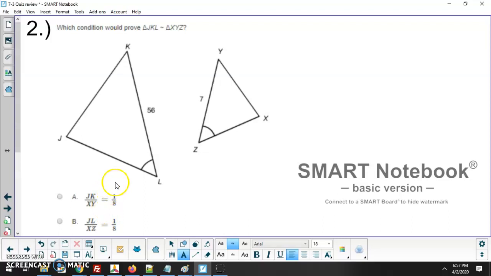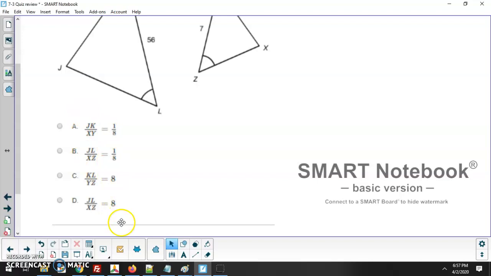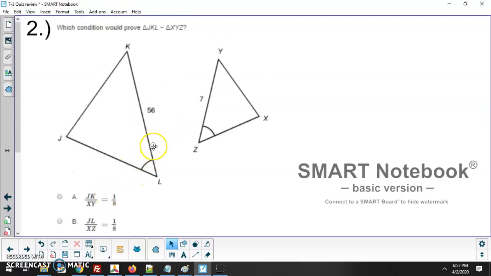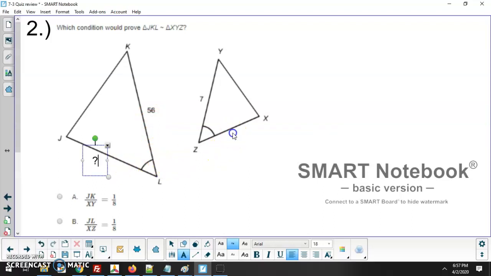On this one, what do you need to know to prove the triangles are similar? Look, they're talking about all side ratios here, so you can't do angle with these choices. It looks like you're going to be doing side-angle-side to prove they are similar, because you have a side, you have an angle, and we need to know this other side. So we need to know this side and this side have the same ratio as the other two sides.